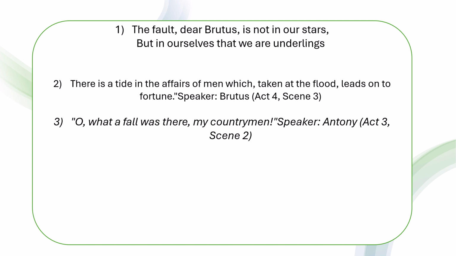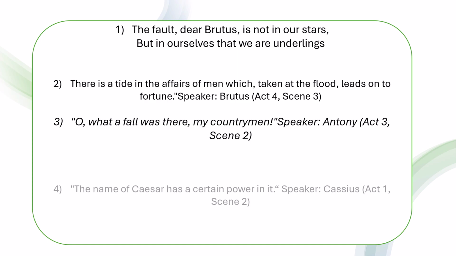Next we have, oh what a fool was there, my countryman, and that is Antony speaking in Act 3, Scene 2. This is when he's addressing the crowd, and think about the use of language that he has here. He refers to them as friends, countrymen, Romans, all of these very positive connotations as he tries to win them over and get them to believe in what he believes.